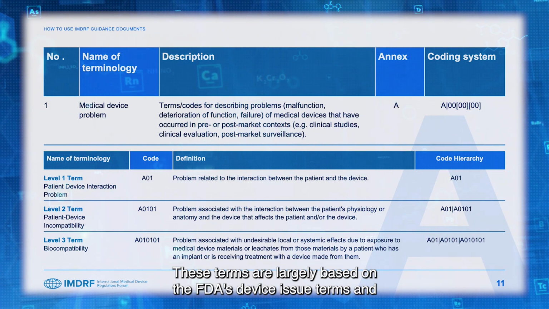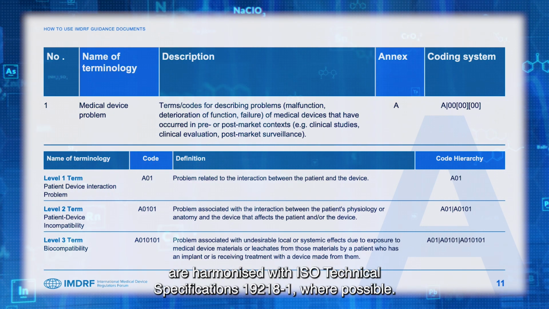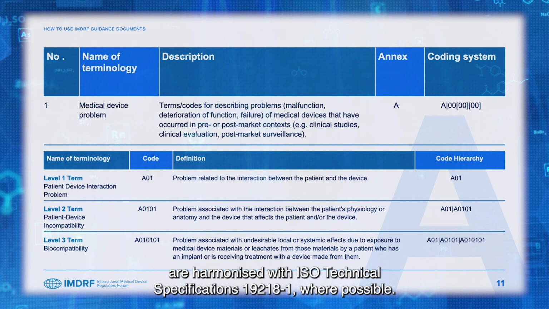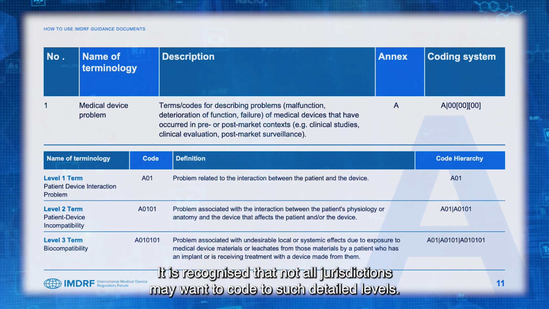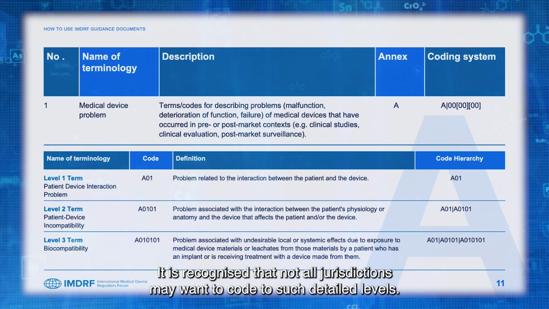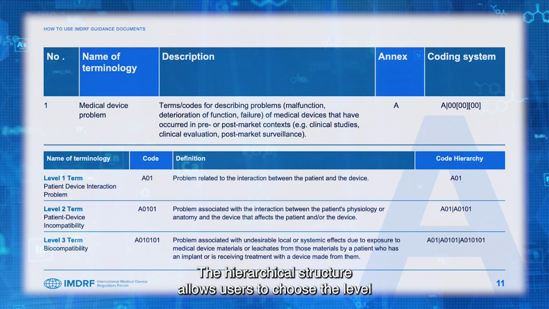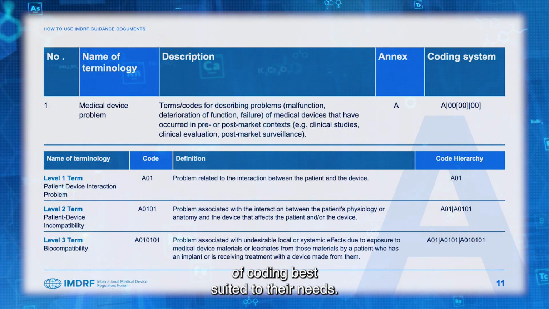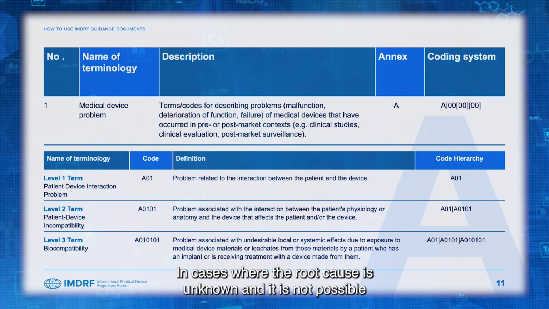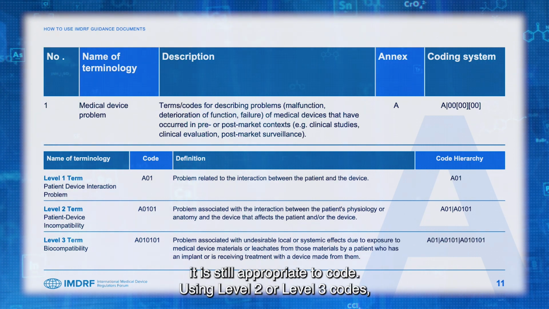These terms are largely based on the FDA's device issue terms and are harmonized with ISO technical specifications 192181 where possible. It is recognized that not all jurisdictions may want to code to such detailed levels. The hierarchical structure allows users to choose the level of coding best suited to their needs. In cases where the root cause is unknown and it is not possible to find an appropriate Level 1 category, it is still appropriate to code.